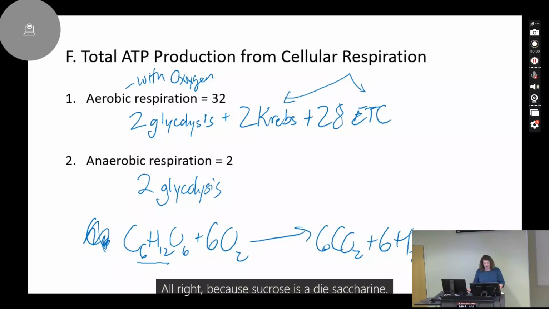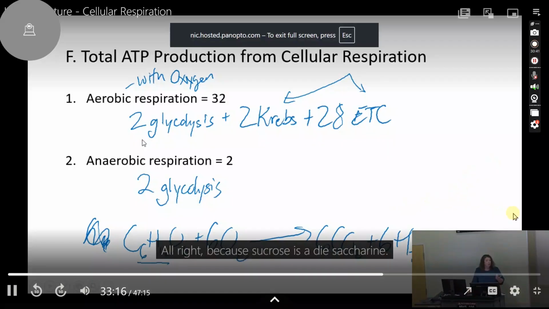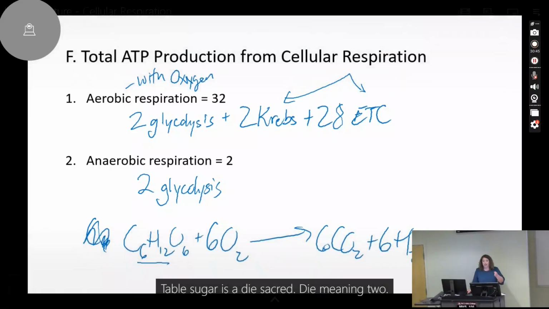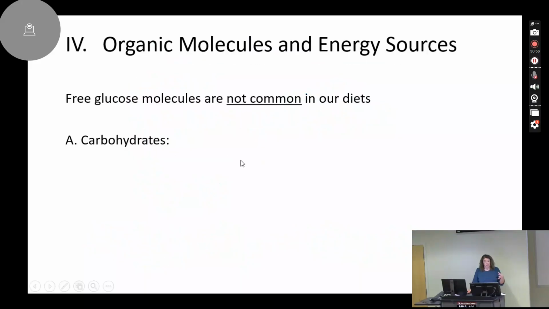All right. Because sucrose is a disaccharide. Table sugar is a disaccharide. Di meaning two. That's like two glucose molecules put together. All right. So this is where we carry on to our molecules.